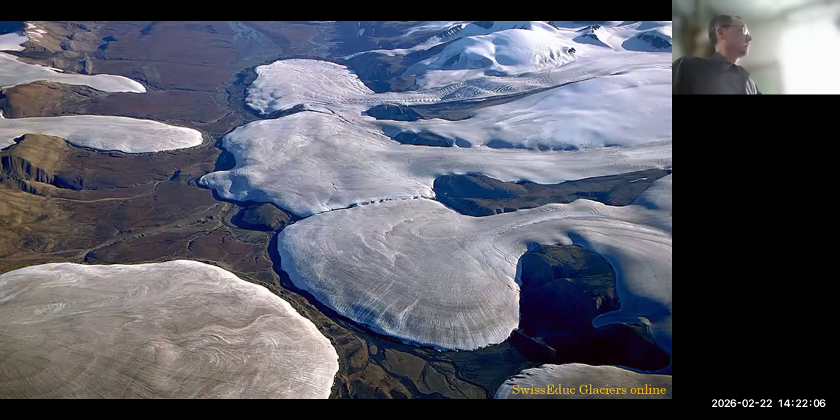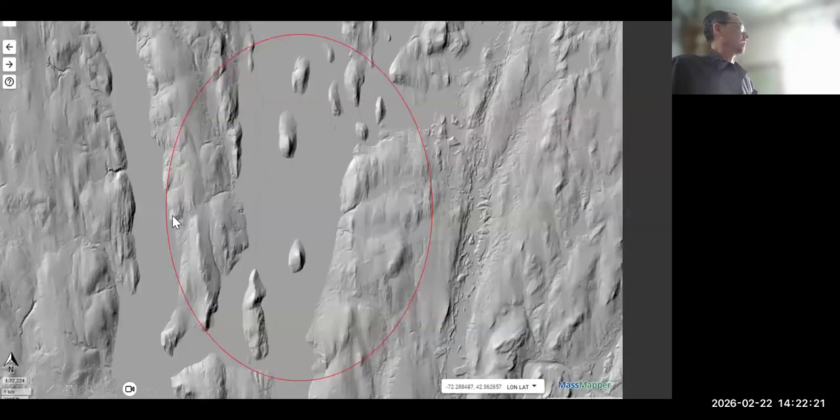This is just another beautiful example of these Piedmont glaciers. See, they're exiting these narrow valleys and they're coming out onto this outwash plain. Look at that. Beautiful figures here on all sides. So how do we know the difference between a drumlin and an esker?